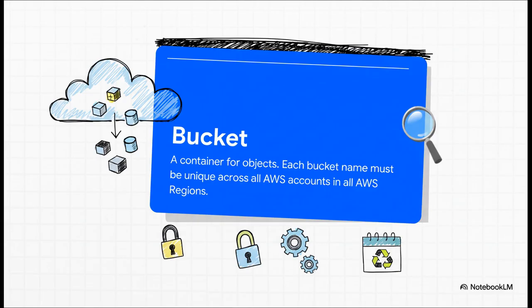But, and this is the most important part, its name has to be globally unique. I don't mean unique in your account. I mean unique across every single AWS account on the entire planet. It's like trying to get a username on a service that 1 billion people use. If someone's taken it, it's gone.